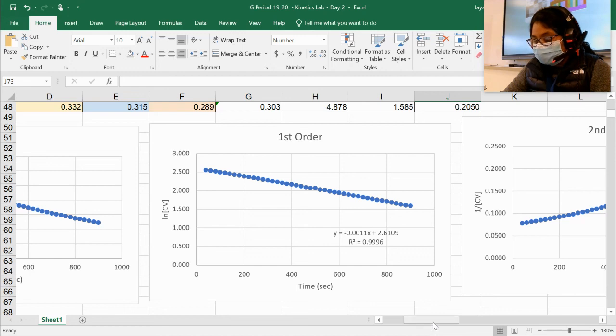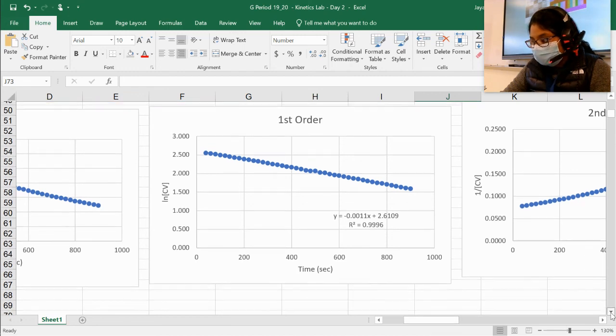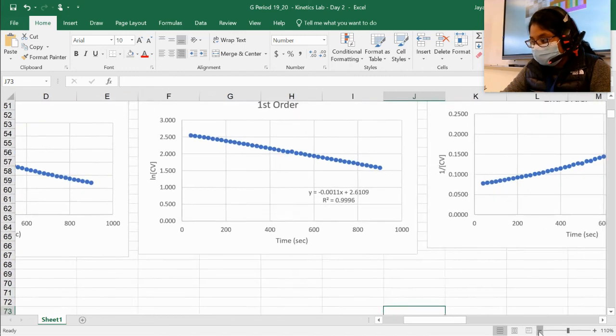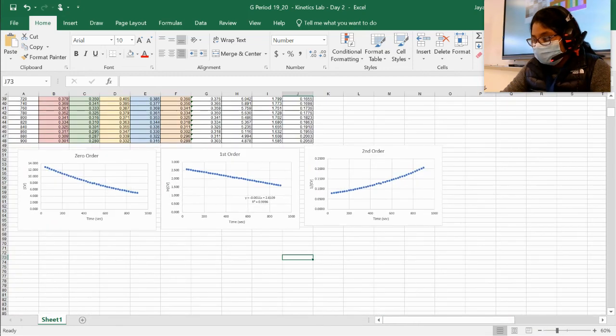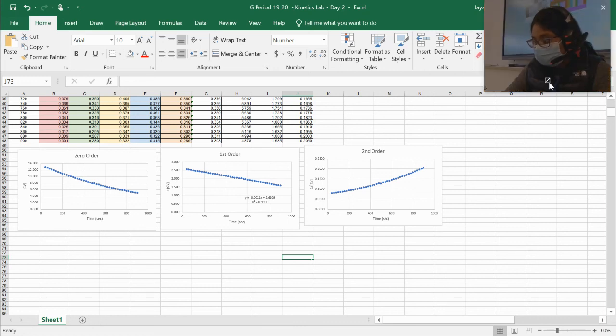Okay, so there it is, day 2 of the crystal violet fading lab. It's very important that you understand this. You're going to have to apply it in FRQs later on, okay? All right, peeps, have fun doing the FRQs.